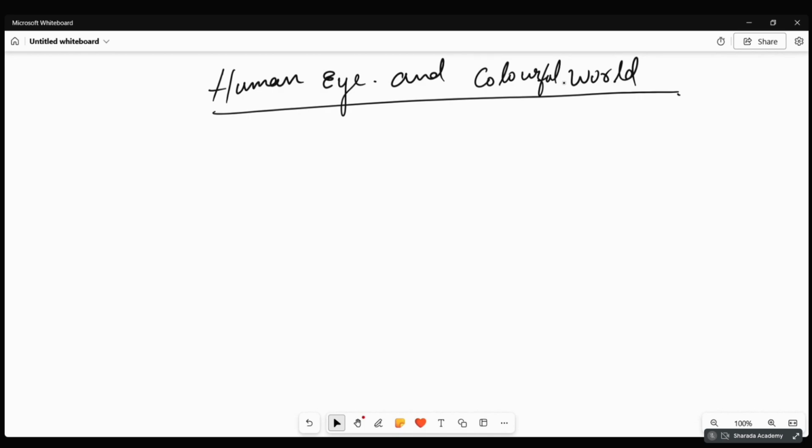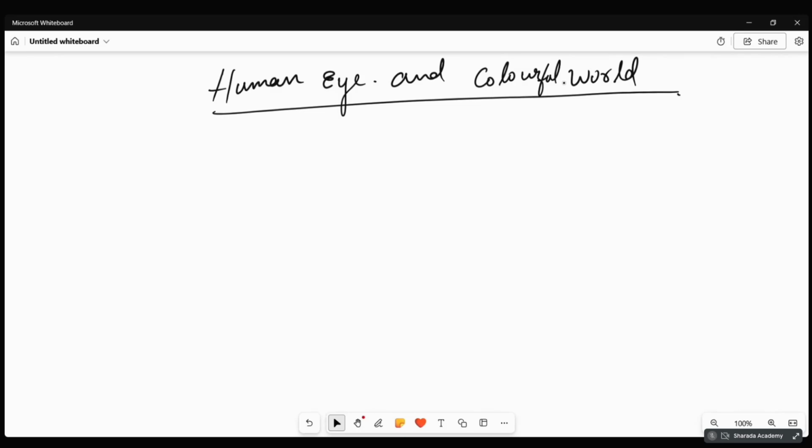So in the human eye, what all did we study? First one is the cornea. Cornea is the bulged outer membrane. It protects the iris and the pupil, and it is transparent in nature. So light will pass through it, as a glass is transparent and light passes through it, right? Through the cornea also light will pass.